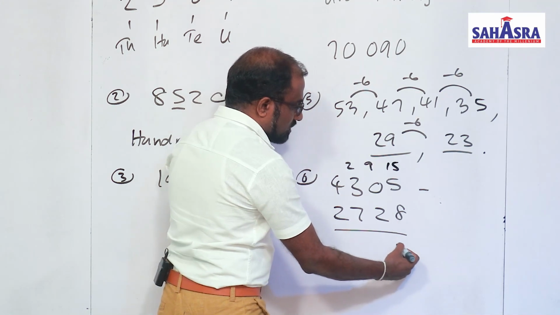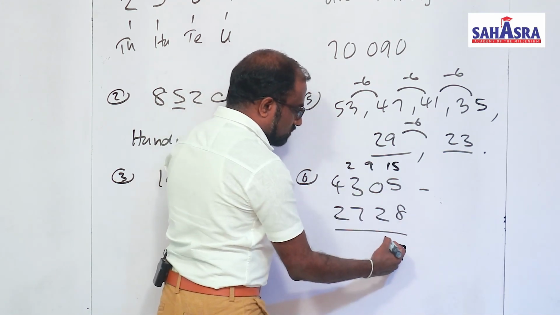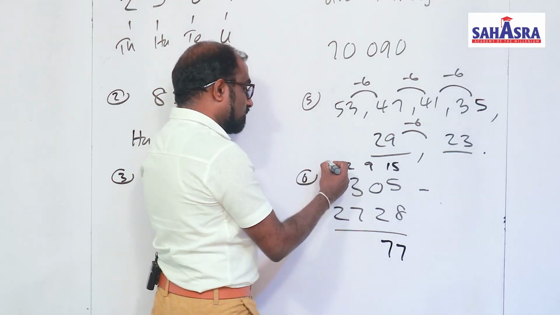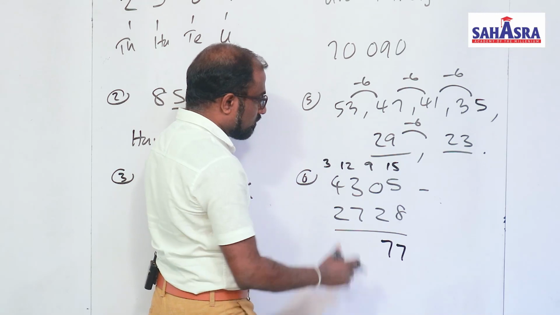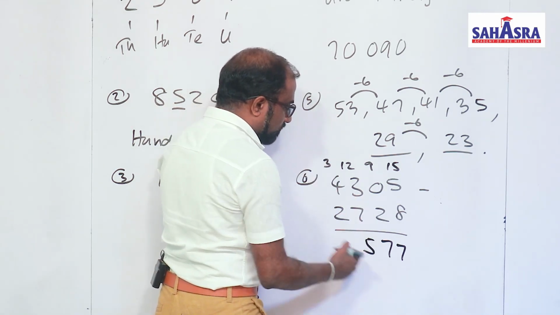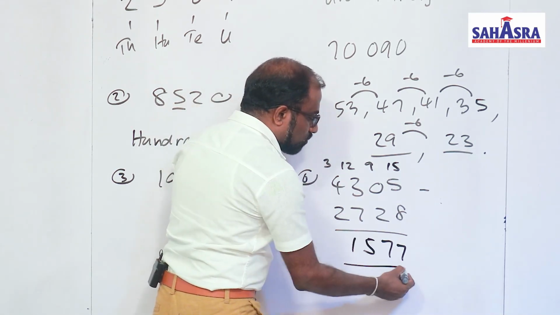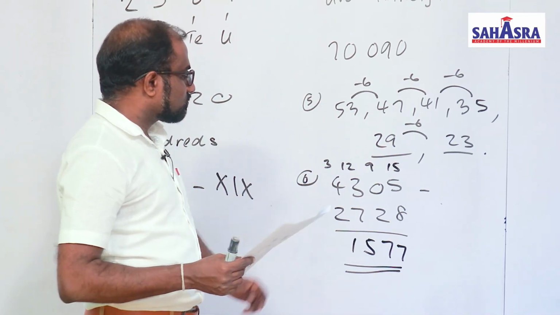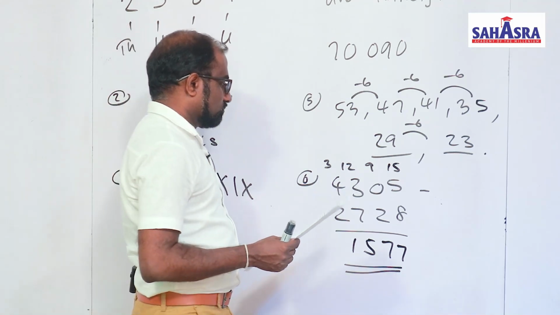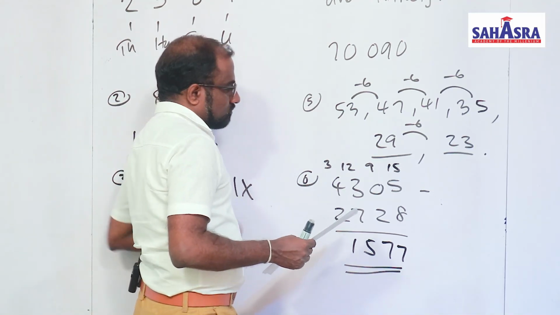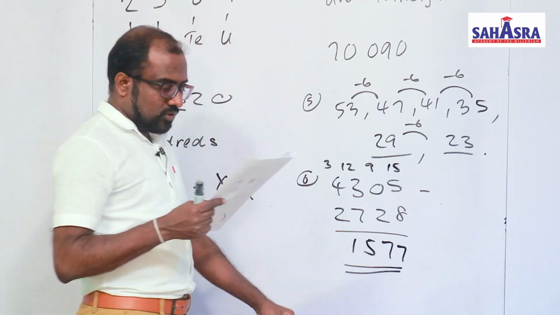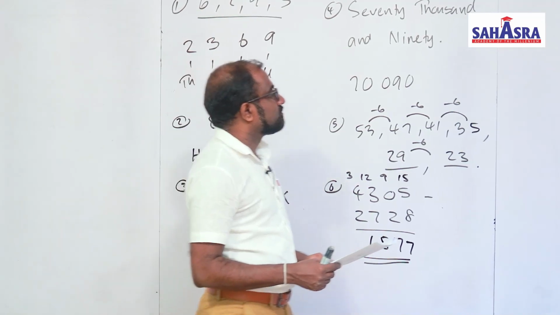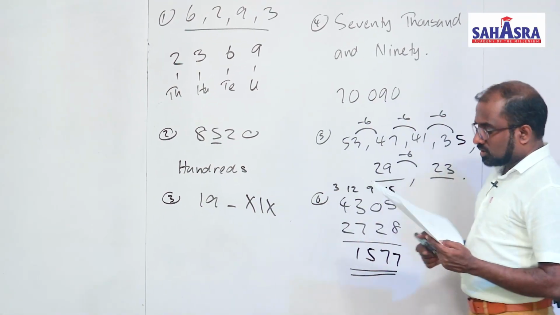15 subtract 8. What is the answer, children? 7. 9 subtract 2. Again 7. Then here again you cannot subtract 7 from 4, so take 1 from here. 4 becomes 3 and 2 becomes 12. 12 subtract 7 is 5. 3 subtract 2 is 1. 1,577 should be the answer. Right, children?